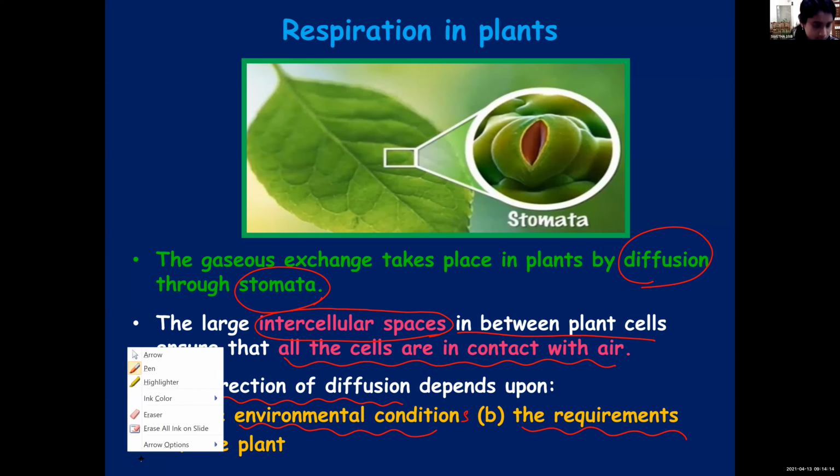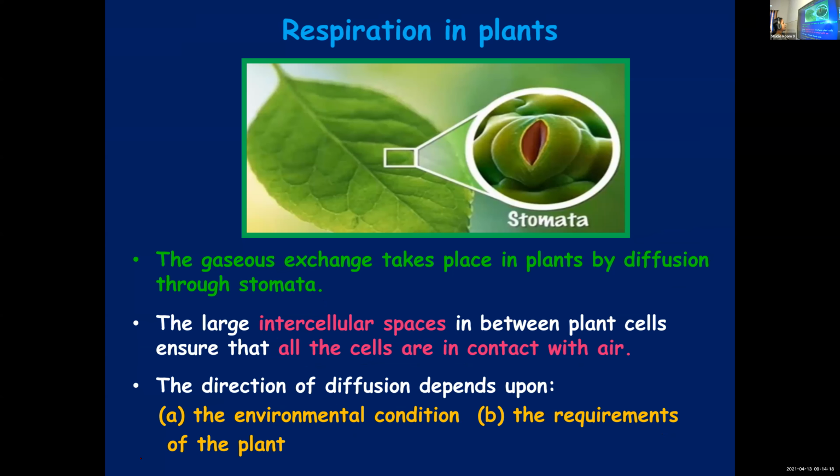The topic we were discussing was respiration in plants. Respiration in plants takes place by means of diffusion. And how is diffusion taking place? Through the stomata. What are stomata? Minute openings present on the surface of the leaf.